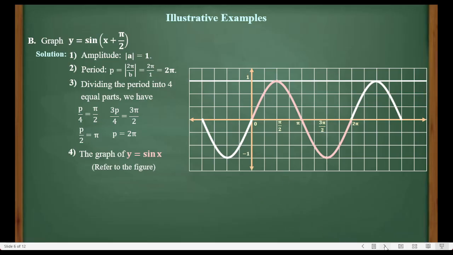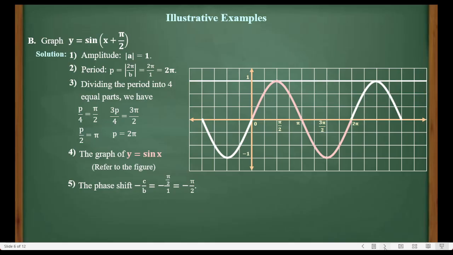Okay, so then after we plot the graph of mother function y equals sine of x, we now go to the fifth step, which is determining the phase shift value, or the value of negative c over b. Now c is the constant term inside the parentheses, and b is the coefficient of x, which is 1. So that is negative of pi over 2 divided by 1, or that is negative pi over 2.